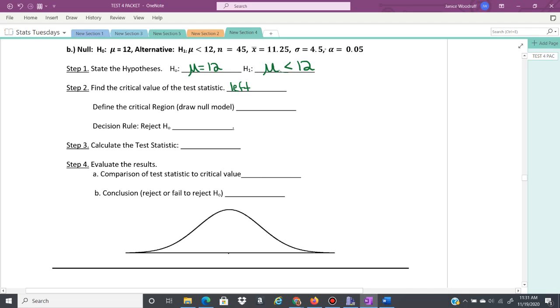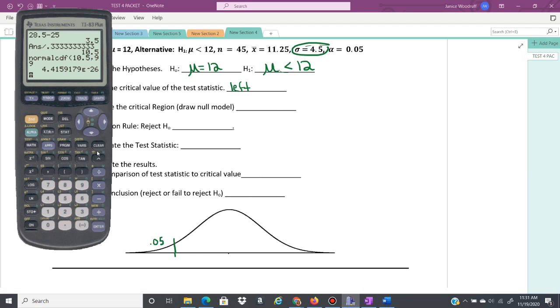I have a significance level of 0.05. So I'm going to go ahead and draw this model here. 0.05 on the left. And we do want a z-value because I have a known population standard deviation. Okay, so let's get that z-value. We will go inverse norm, 0.05, 0, and 1. That'll give us a negative 1.65.